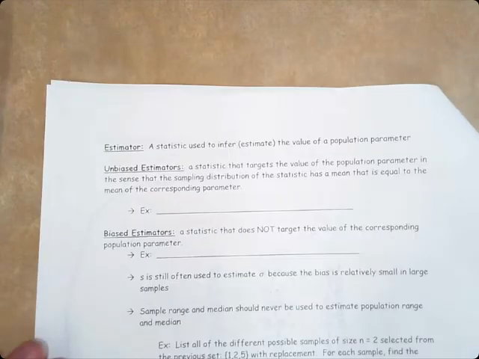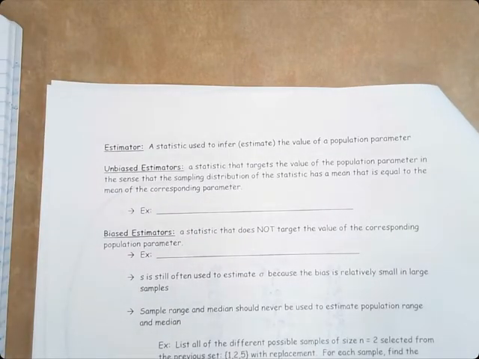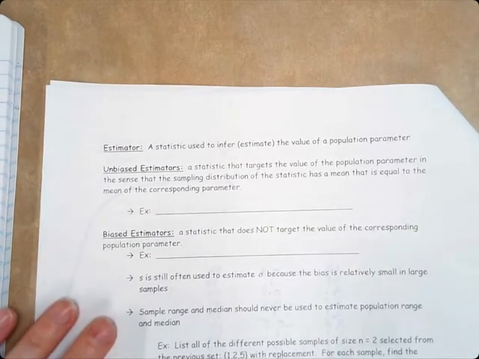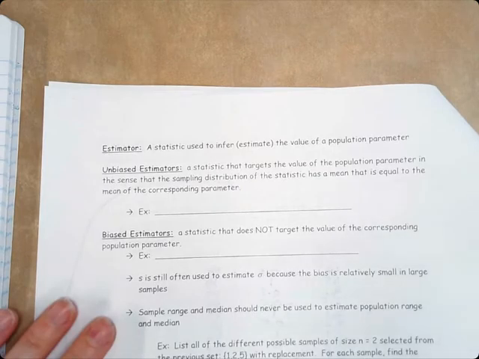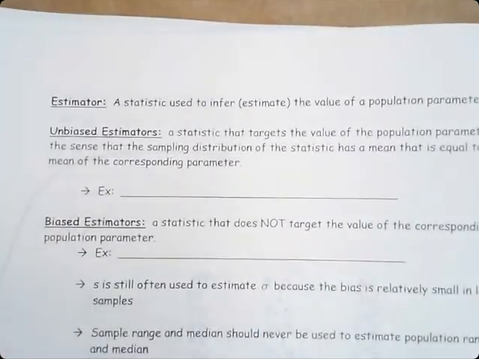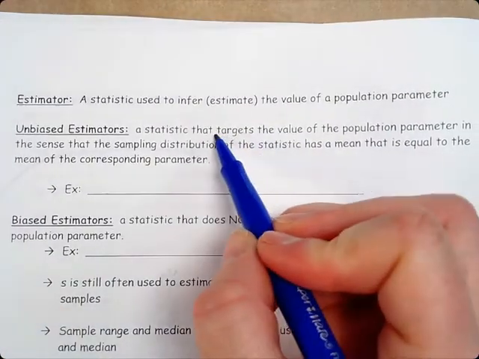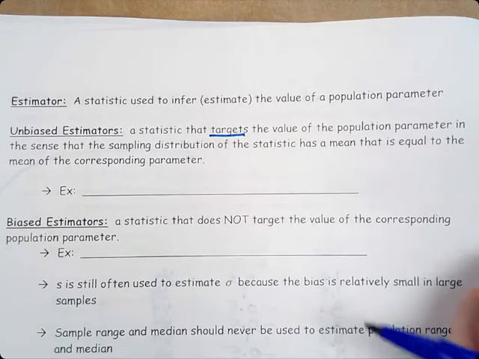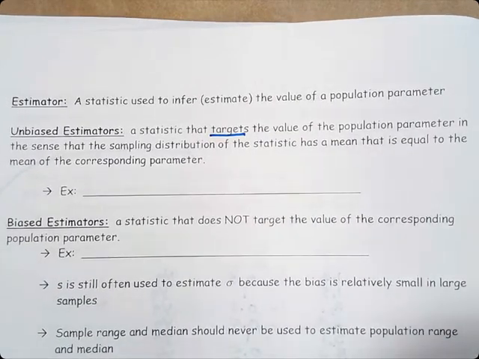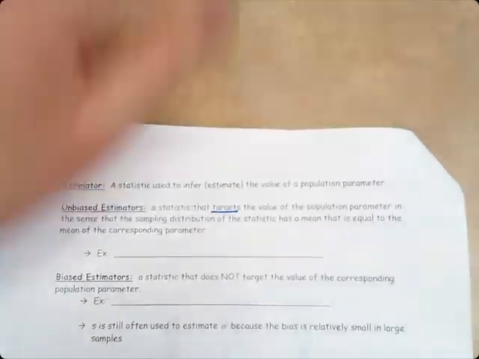Estimator. An estimator is a statistic used to estimate the value of a population parameter. You always want to use unbiased estimators, so a statistic that targets the parameter. Which ones were the ones that targeted from the population to the sample? That meant that they're the same. So look back through our notes. Which ones were the same?